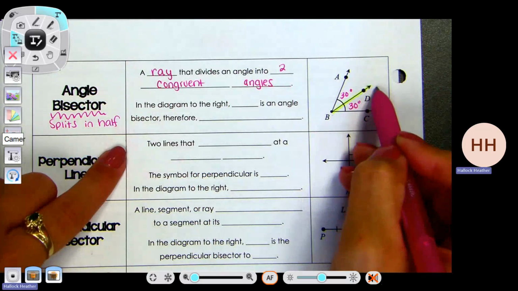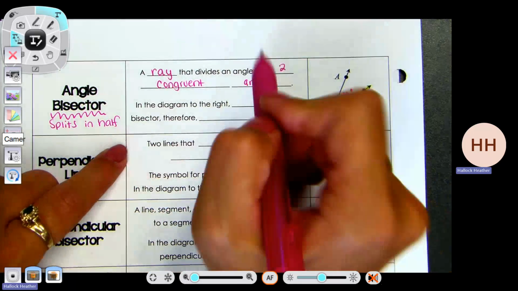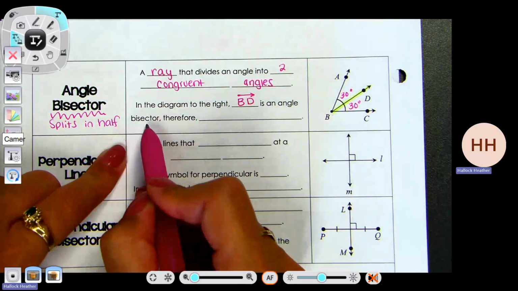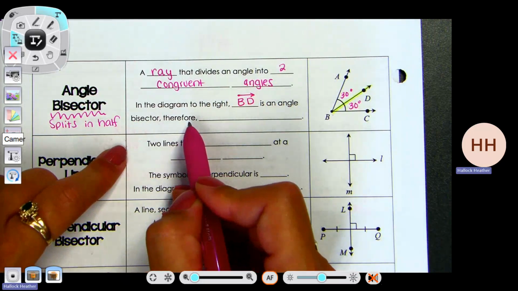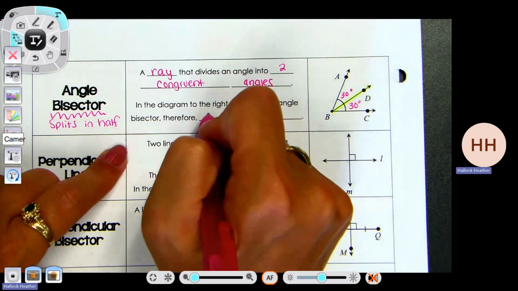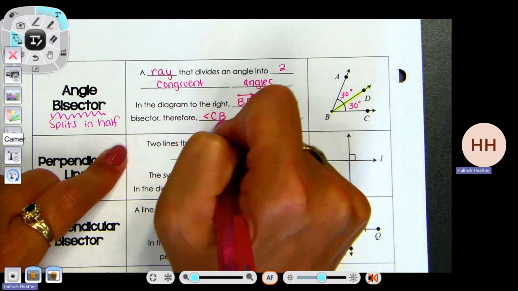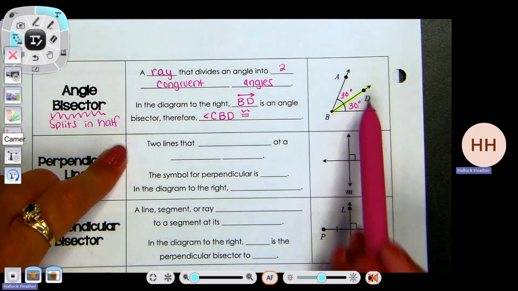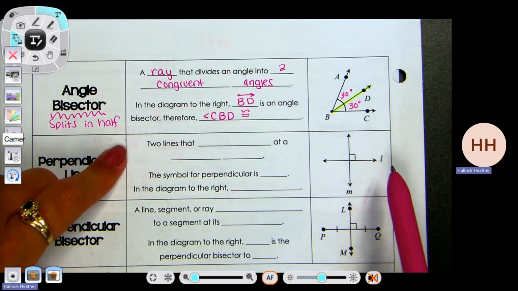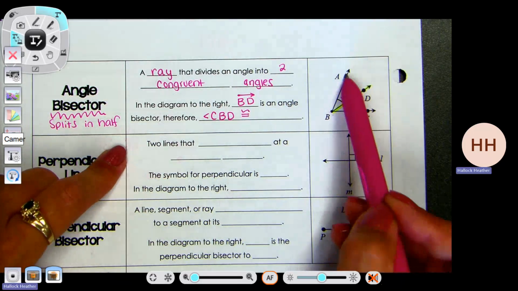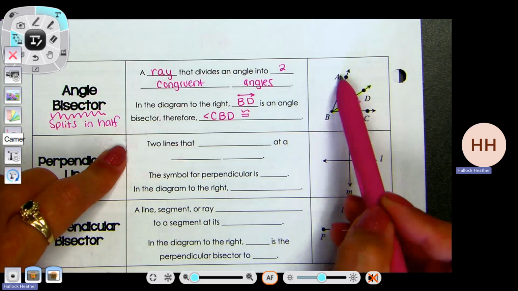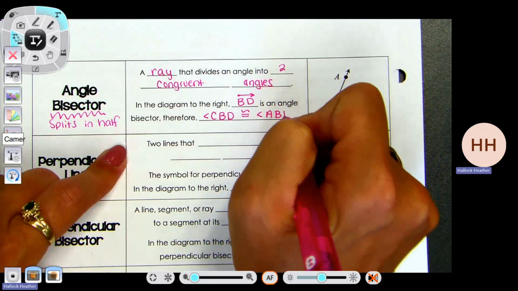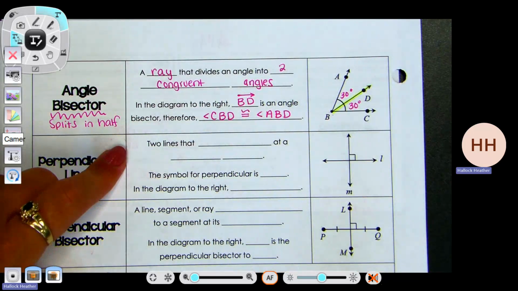Because the ray is going straight through the middle. So in the diagram to the right, technically BD is an angle bisector, creating 2 smaller angles that are also congruent to each other. So if I say angle CBD, what would CBD be congruent to? What's the other angle? You could say ABD or DBA. Either way, this angle is congruent to this. You have to use 3 letters. So angle ABD. Those are both congruent. I said they were both 30 degrees.